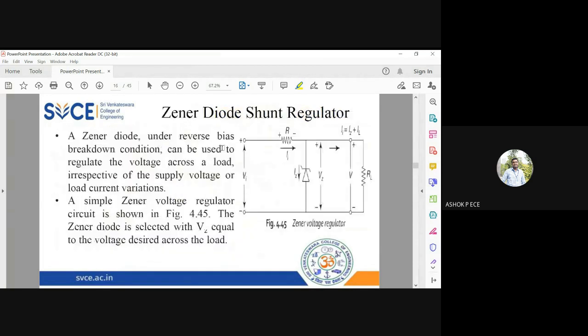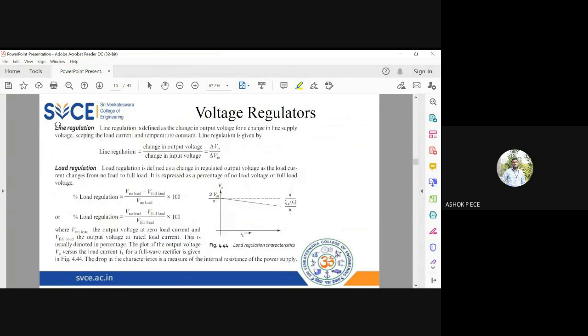You have some terms you want to understand: line regulation and load regulation. Line regulation means whatever the input voltage is changing, what is the change in output voltage; that is called line regulation. It is the change in output voltage by change in input voltage. Ideally, line regulation has to be zero, which means that however much the input voltage changes, the output voltage should not change, or the change in output voltage should be equal to zero.